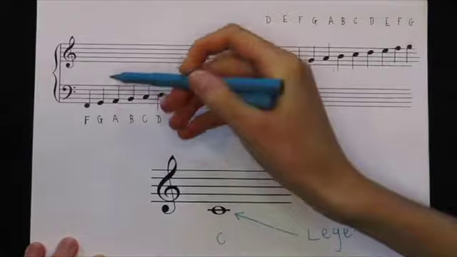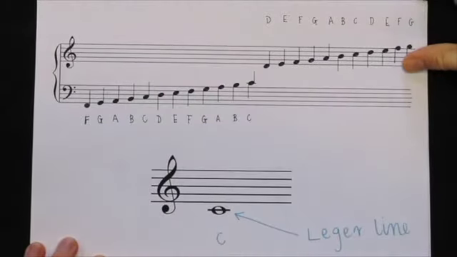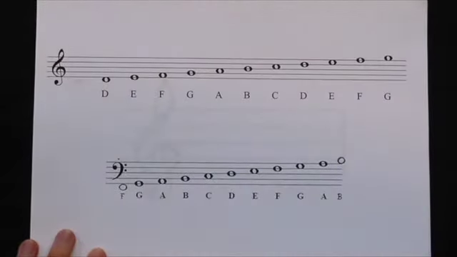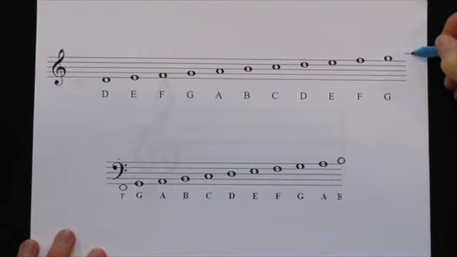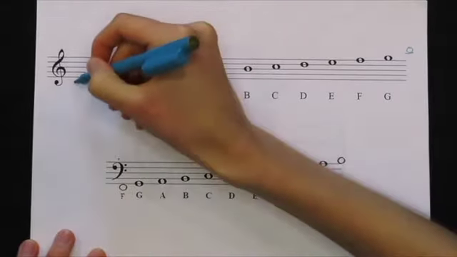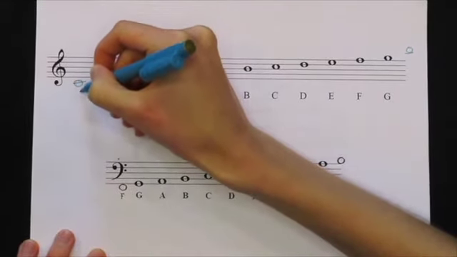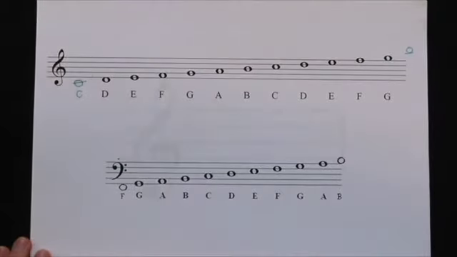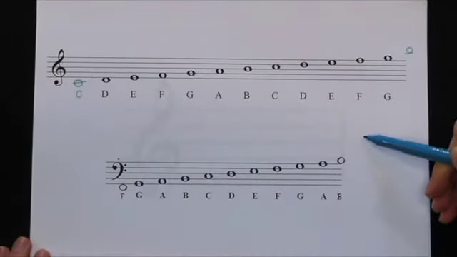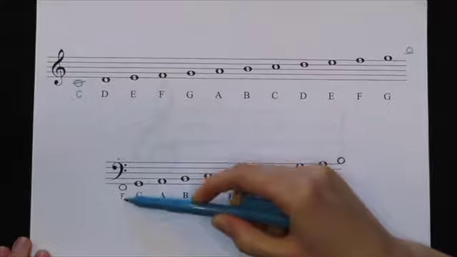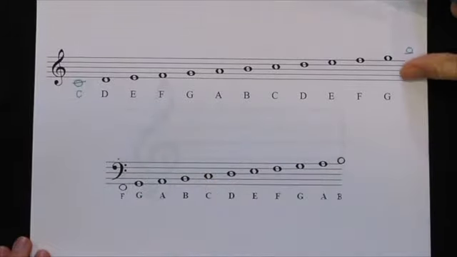We use ledger lines to write notes that have a pitch higher than the last note on the stave or lower than the lowest note on the stave. That is, any note higher than this G on the treble clef, or any note that is lower than this D on the treble clef, or any note that is higher than this B on the bass clef, or lower than this F on the bass clef.